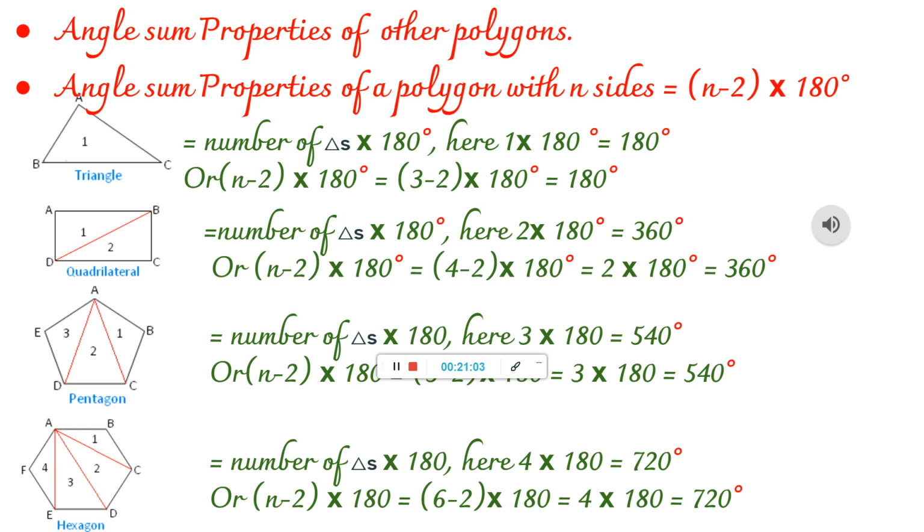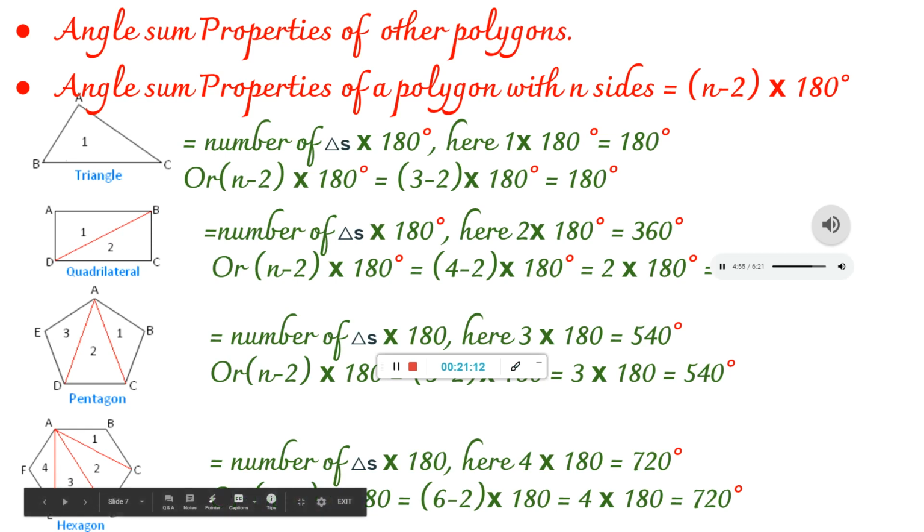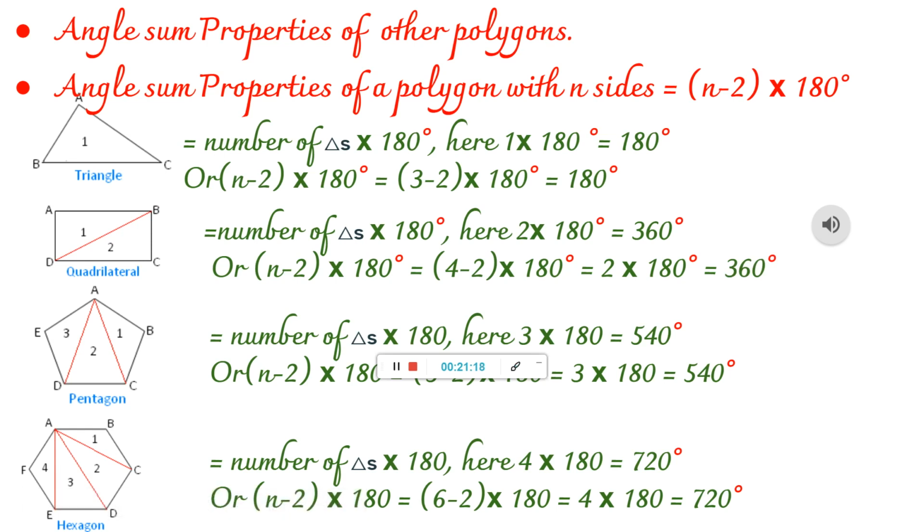So with this formula, we can calculate the angle sum for any polygon. Even if you take a polygon with 30 sides, we should be able to calculate the angle sum of that polygon. How? That is 30 minus 2 into 180 degree, which is equal to 28 into 180 degree. That is the answer. So from this, we derived that the sum of the interior angles of any polygon with n sides is equal to n minus 2 into 180 degree. This is the formula we are using for all polygons, right?